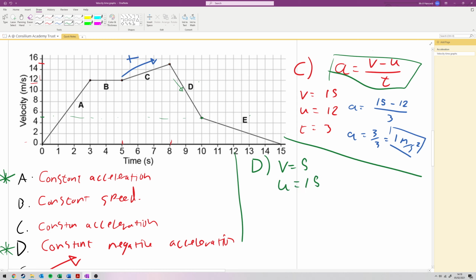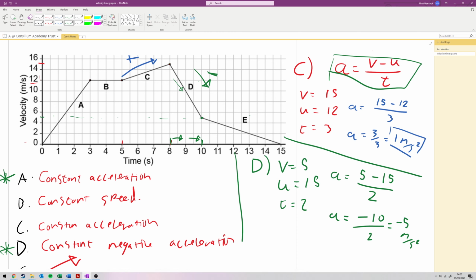You can see the velocity is going down, right? So I know that I have a negative acceleration. How long did this take? Well, I started at 8 seconds and it went to 10 seconds. So that's 2 seconds in total. So time equals 2. Let's put it into my equation. a equals final velocity, 5, minus starting velocity, 15, divided by time taken, which was 2. What's 5 minus 15? That equals minus 10 divided by 2, which is minus 5 meters per second squared.